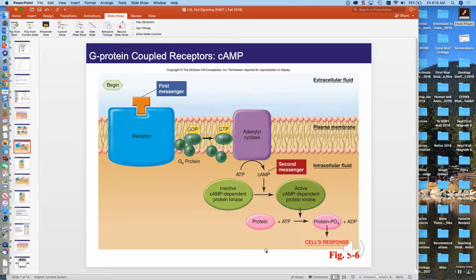So cyclic AMP levels fall below the basal rate, PKA activity falls, and it just shuts everything down. So Gs stimulates adenylyl cyclase. Gi inhibits adenylyl cyclase when it interacts with it.